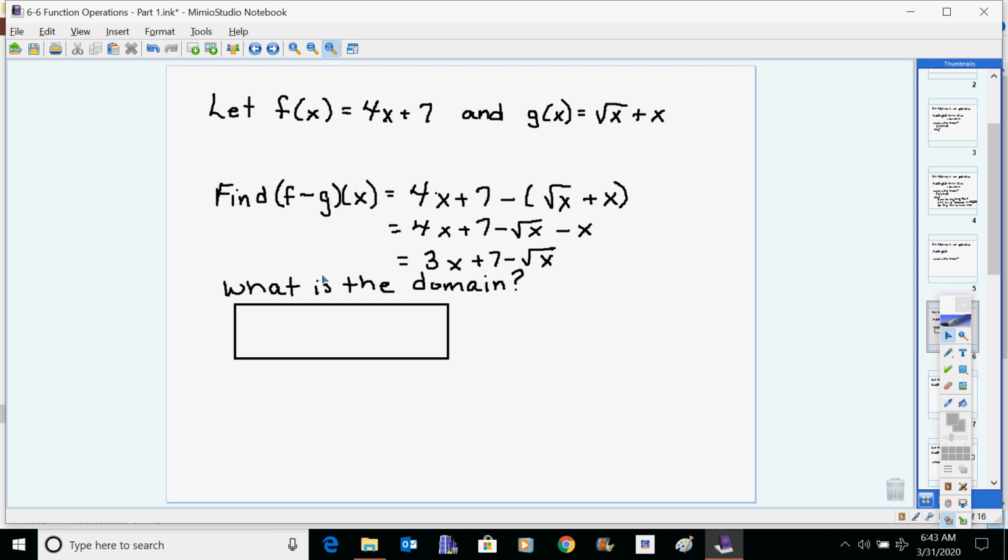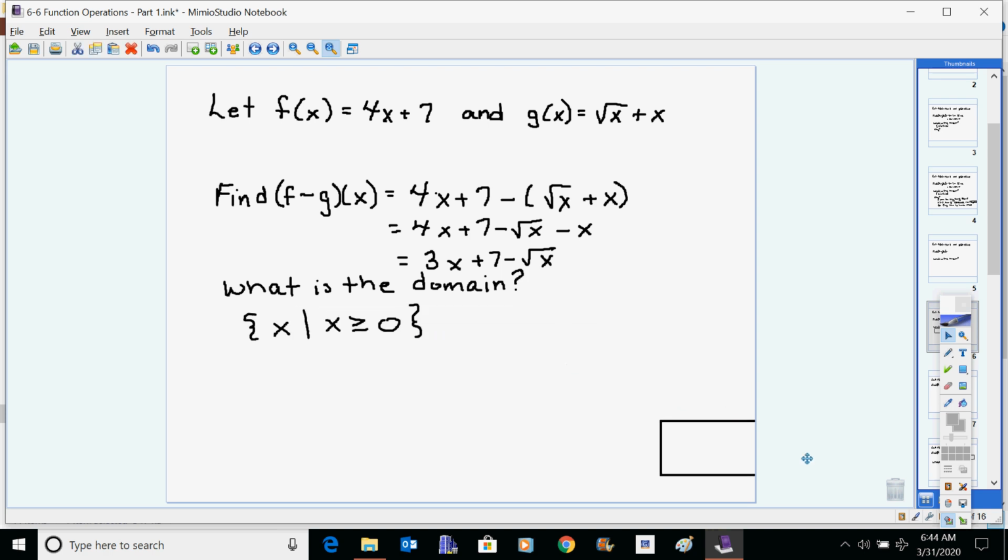Now the same thing when we're thinking about domain, we have the same issue: you have a square root of x back here in this g function, which means that it has to be everything that's greater than or equal to 0. Same reason that I said in the last one. And we would say this as all x such that x is greater than or equal to 0. This is in set builder notation.